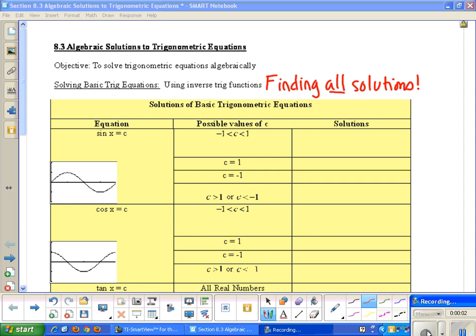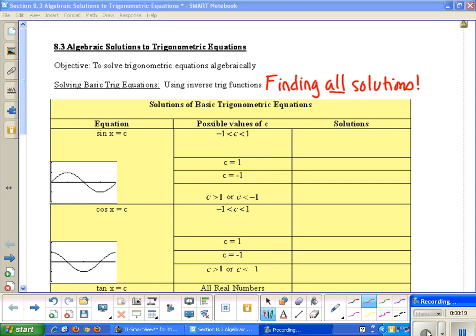Section 8.3, Algebraic solutions to trigonometric equations. Our objective is to solve trigonometric equations algebraically. Now, in section 8.1, we solved trig equations using our graphing calculator. So now we're going to do this algebraically, and we can use our graphing calculator to help us check our answers.